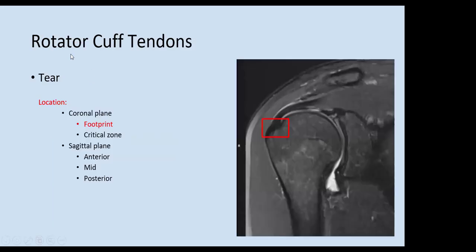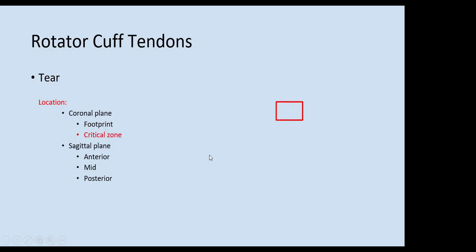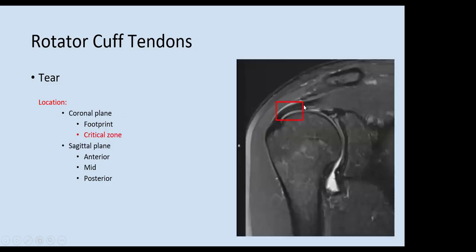When we comment on the rotator cuff tendons in general, we have to comment on the location of the tear. So whether it is, for example, in the footprint, this is the footprint of the tendon, or if it is in the critical zone of the tendon, which is here. So these are very important. That's on the coronal plane.